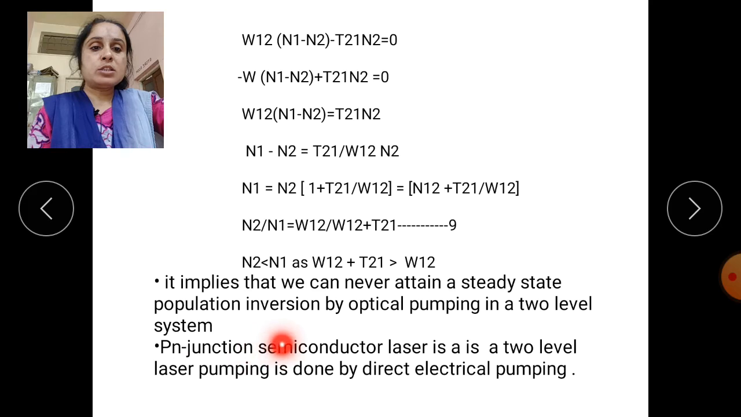The PN junction semiconductor laser is the most common example of a 2 level laser pumping. It is done by the direct electrical pumping method. So, in this way we have proved this for the 2 level system. So, thank you.